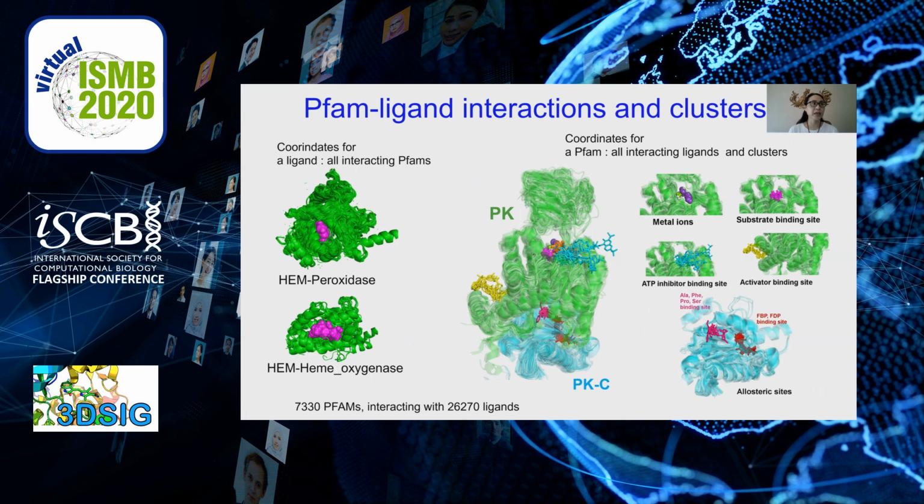ProtCID provides two sets of coordinates for Pfam-ligand interactions. The first set is, for each ligand, ProtCID provides all interacting Pfams. For heme ligand, heme can interact with many Pfams. The other set is, for each Pfam, ProtCID provides all interacting ligands and clusters. So this shows you the interaction between pyruvate kinase and ligands, and also their clusters.